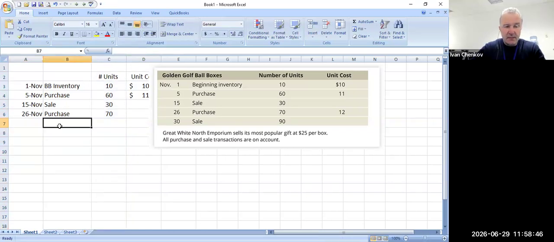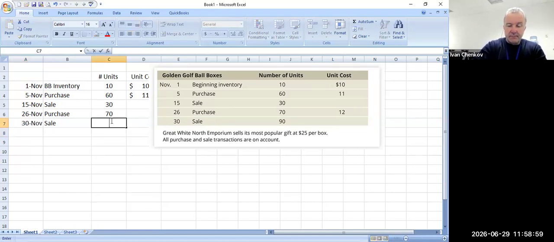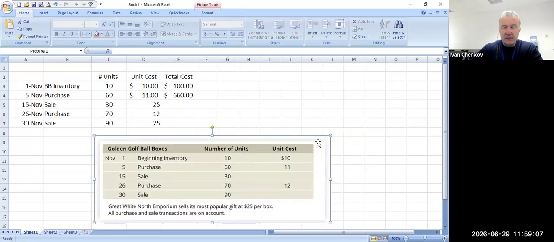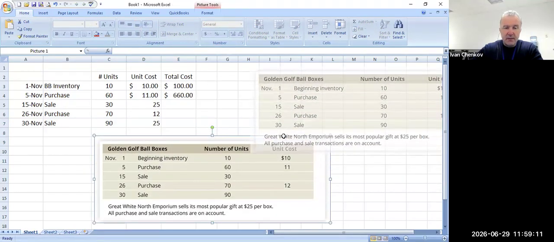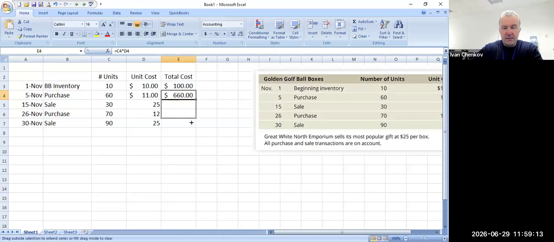And then we have the last sale, which happened on November 30th. In the last sale, we're selling 90 units, and we're selling again for $25. Okay, we have our information. I don't need this anymore. This one I can leave here somewhere for you to use as a reference. And this is my basic information.